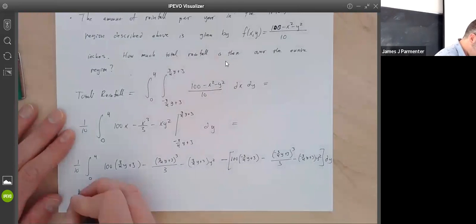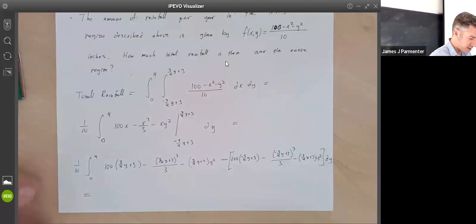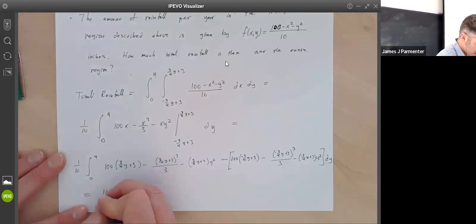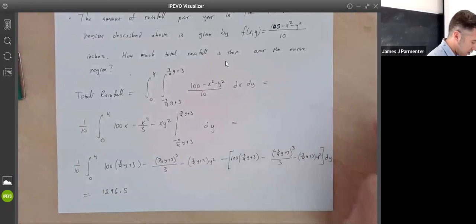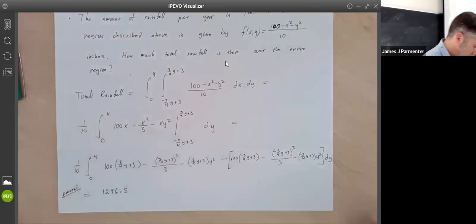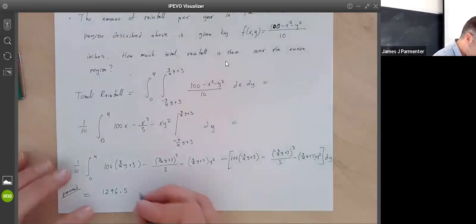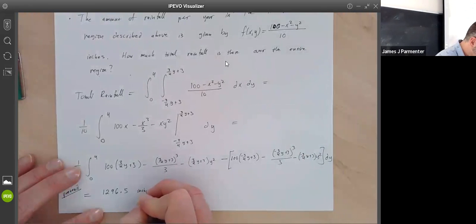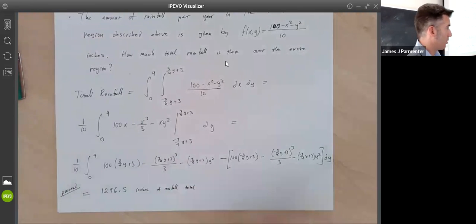So let's pretend we did this and we got some number. I'm going to make up something ridiculous. Let's say we got 1,296.5. I doubt that's the right number. I'm just pretending. Okay. So what that's telling me is that there is that many inches of rainfall total over the whole region.